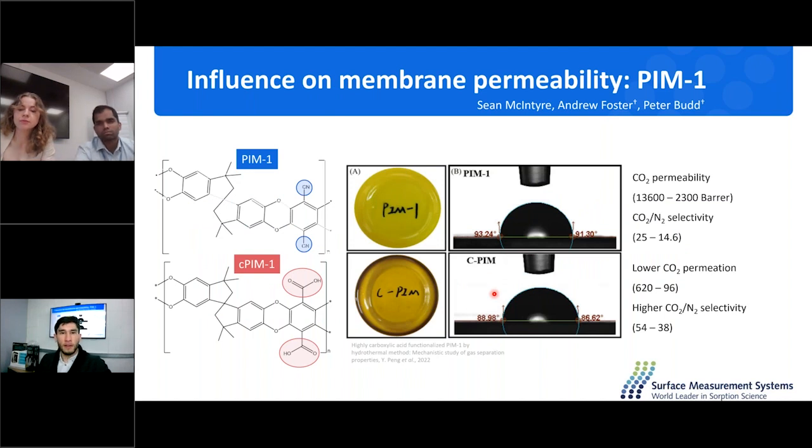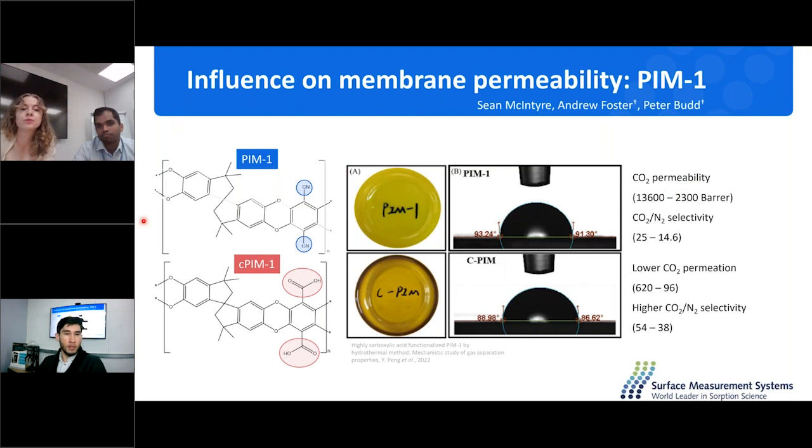And finally, just before finalizing, a very quick overview on a different kind of material on membrane permeability. So now we're moving away from equilibrium sorption. We're looking at membranes for CO2 capture. These are PIM1 membranes, so polymers of intrinsic microporosity. This is work spearheaded by Sean McIntyre from SMS in collaboration with Peter Budd's group at Manchester University. Essentially, these are polymers which are intrinsically microporous and have been shown to have great CO2 permeability and selectivity in terms of CO2 nitrogen.